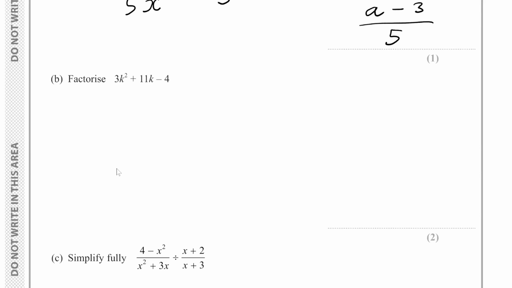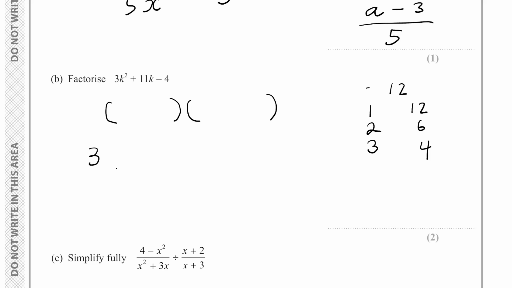Part B, factorize. So we are going to put this into double brackets. I'm going to do a times c. 3 times negative 4 makes negative 12. What multiplies to make 12? We can have 1 and 12, 2 and 6, 3 and 4. How can I make an 11 out of them? It's going to be 12 take away 1.